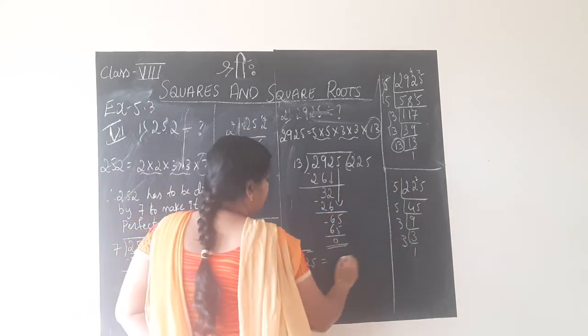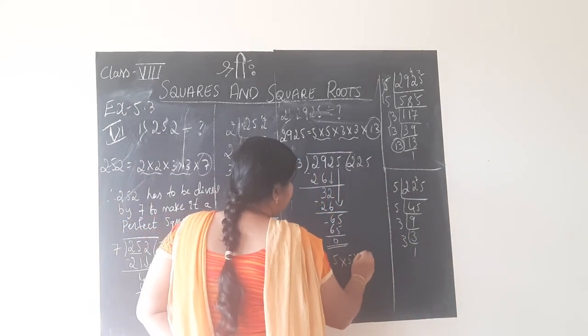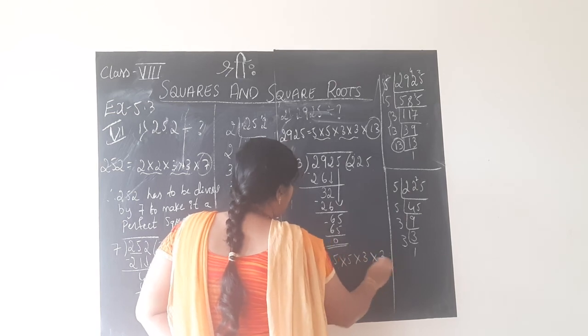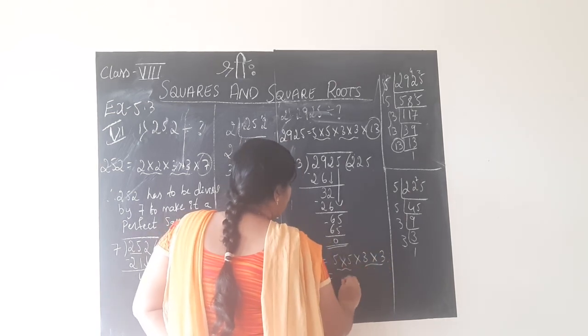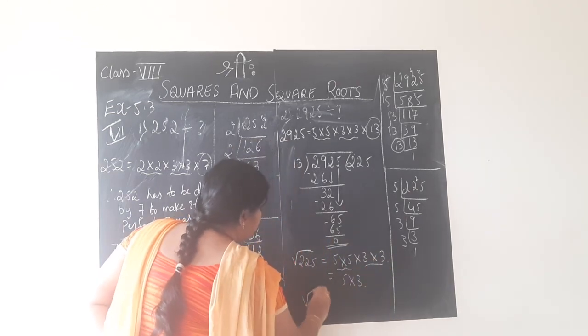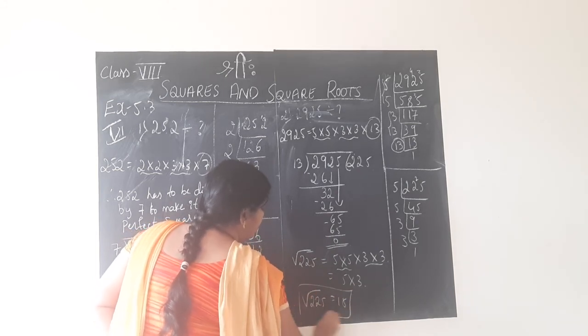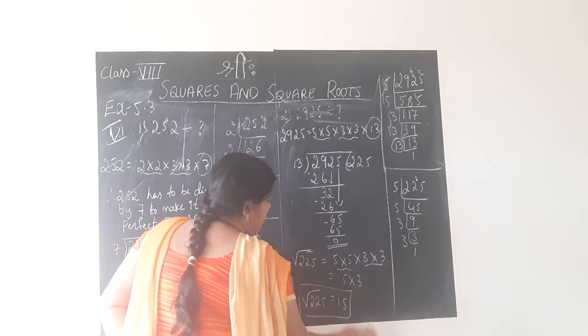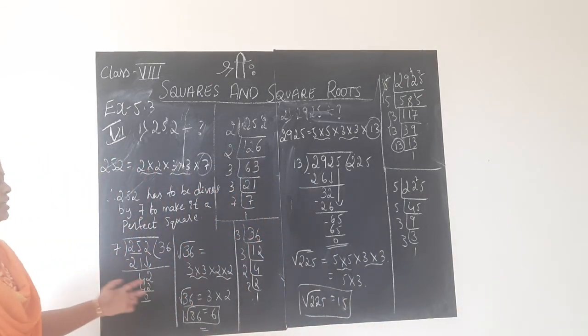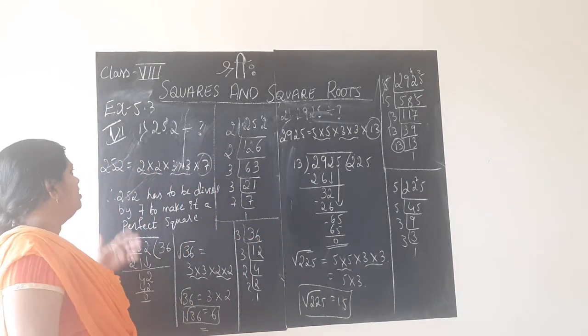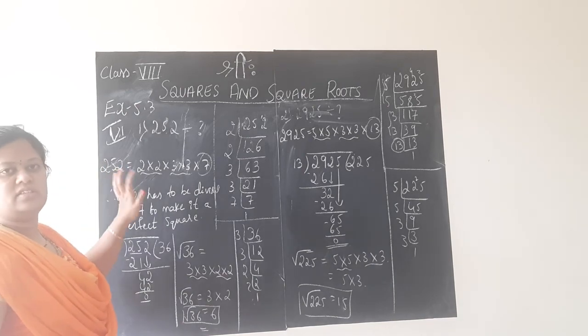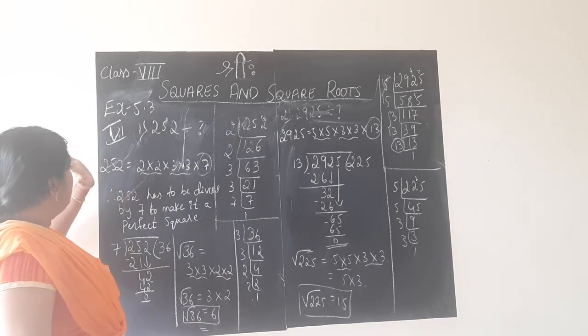So, for 225, write the factors, 5 into 3 into 3, which are in pairs. So, 5 into 3, square root of 225 is equal to 15. Sorry, it is looking like 18. It is 15. Like this, you will solve. Next, children, third problem, 900. It is very simple, you can do.